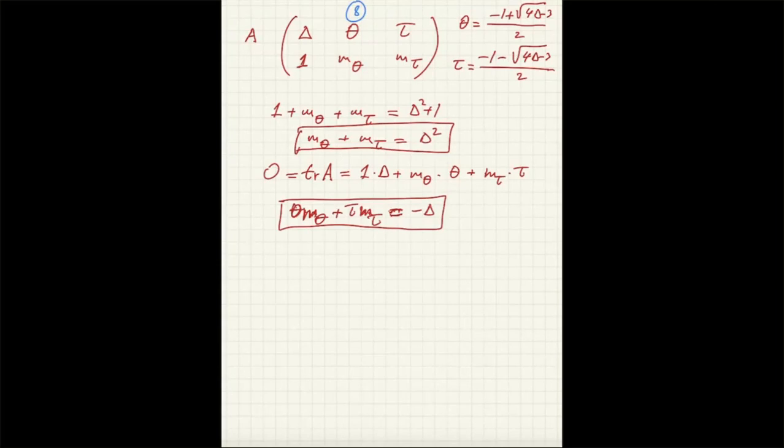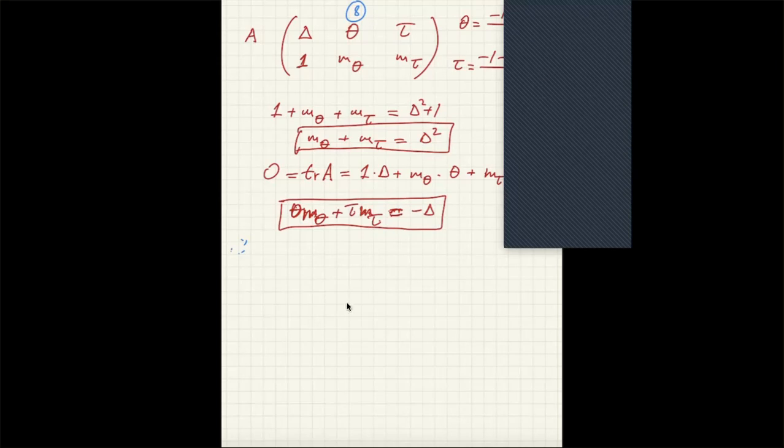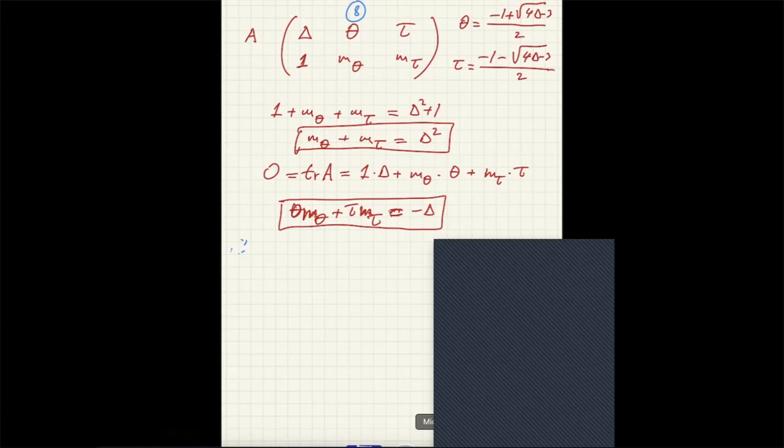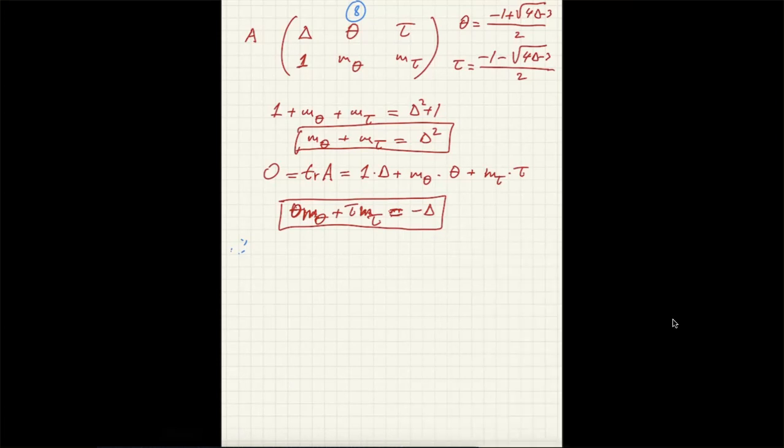Now we have two cases of our proof. Case one is when theta and tau are roots of the polynomial x squared plus x minus delta minus 1, and this polynomial is irreducible over the rationals. That's case one.